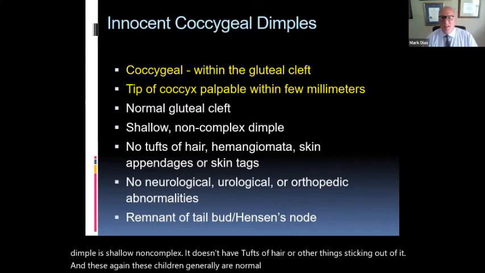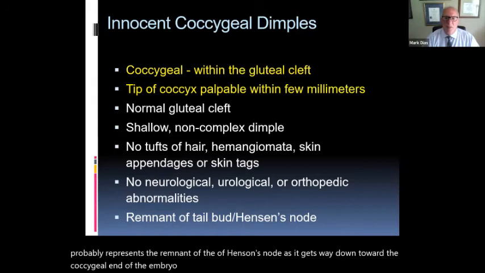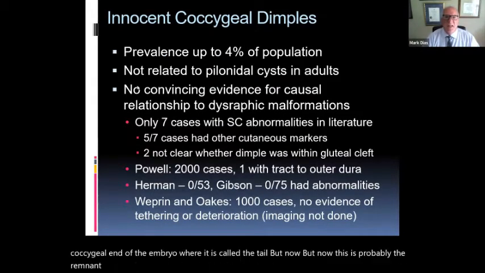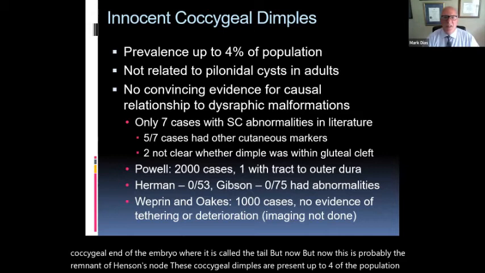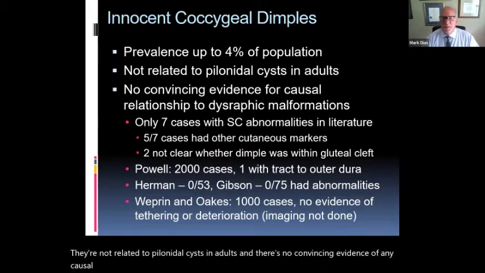This probably represents the remnant of Hensen's node as it gets way down toward the coccygeal end of the embryo, where it is called the tail bud now. This is probably the remnant of Hensen's node. These coccygeal dimples are present in up to 4% of the population. They're not related to pilonidal cysts in adults, and there's no convincing evidence of any causal relationship to dysraphic malformations.